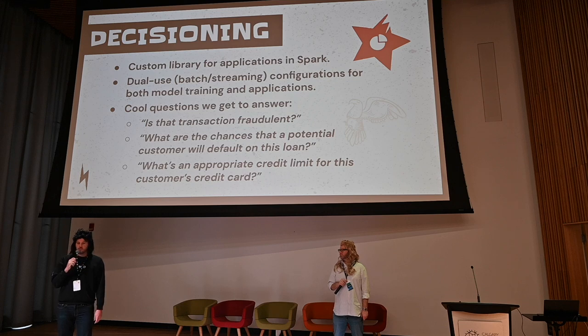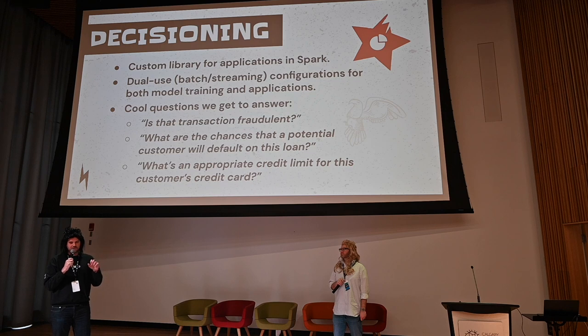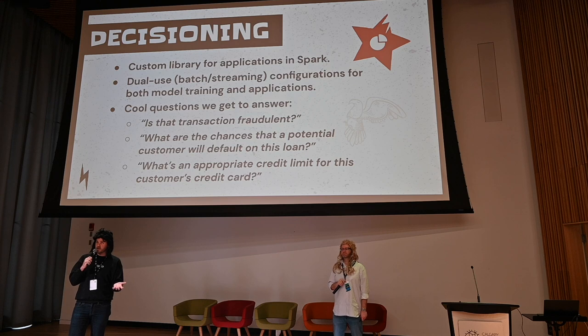Within Neo, we've developed a framework called NeoML that allows us to build and train models that answer these questions, but allows us to do it using what we call dual use configurations. Essentially, we can pass a config file to that project's structure, and we can use a batch dataset for model training, and that enters into our ML pipelines. And we can also use the same config file to run a stream.